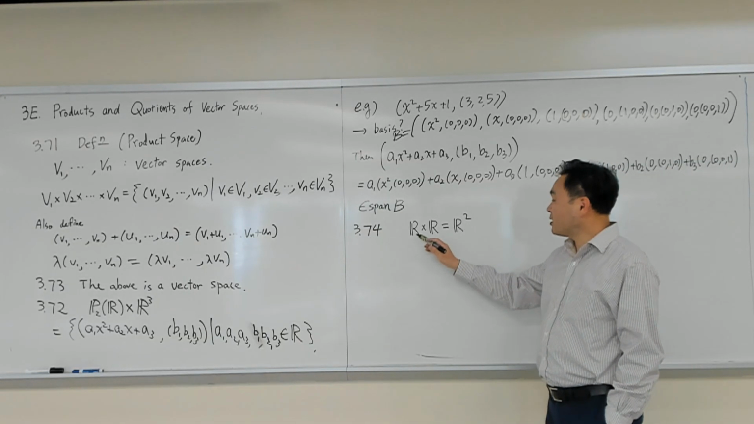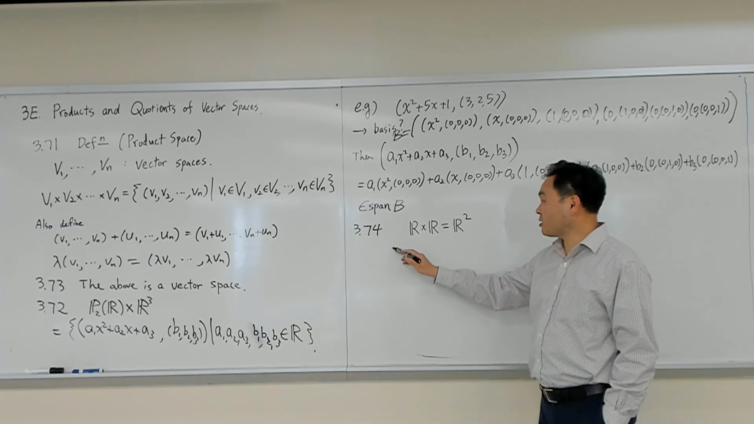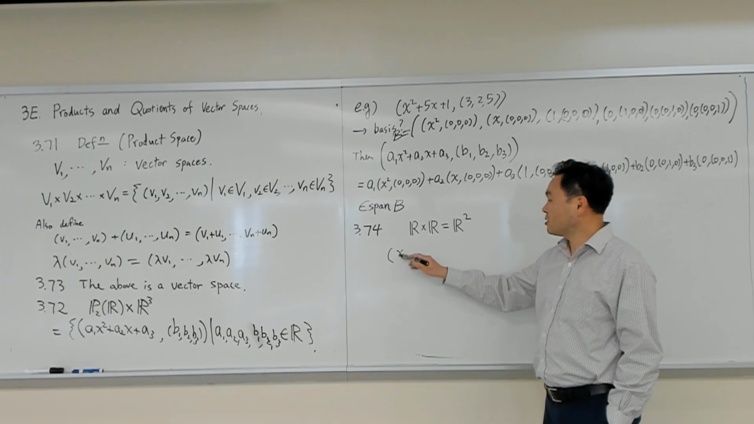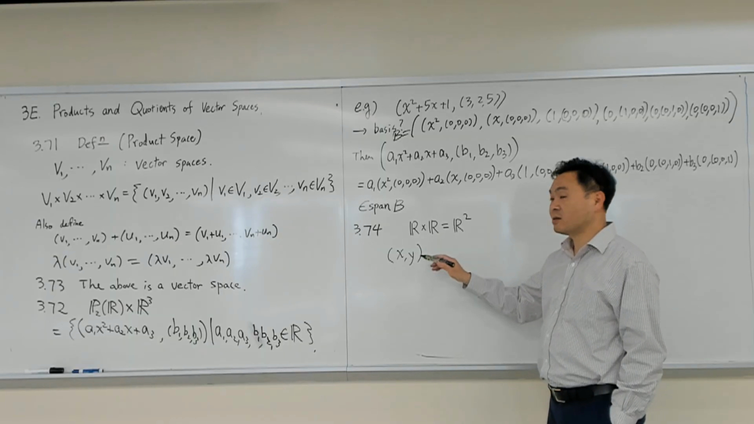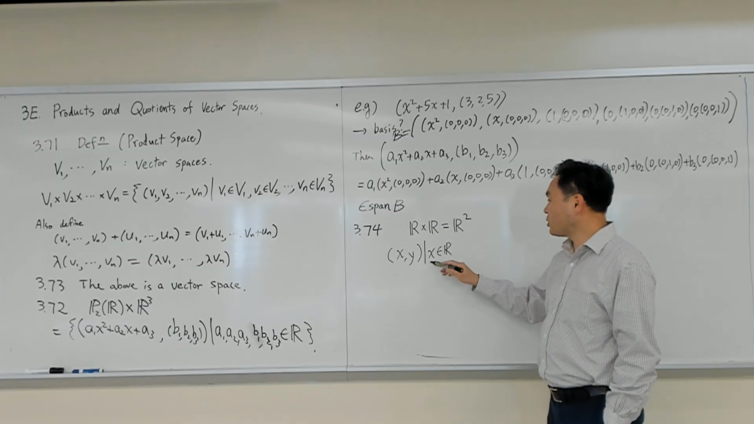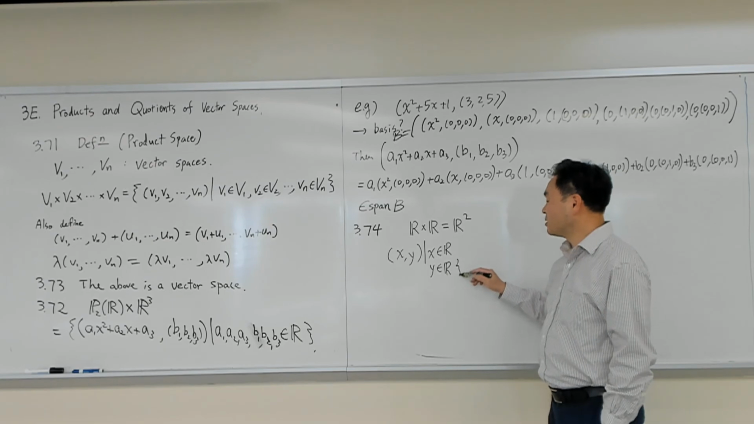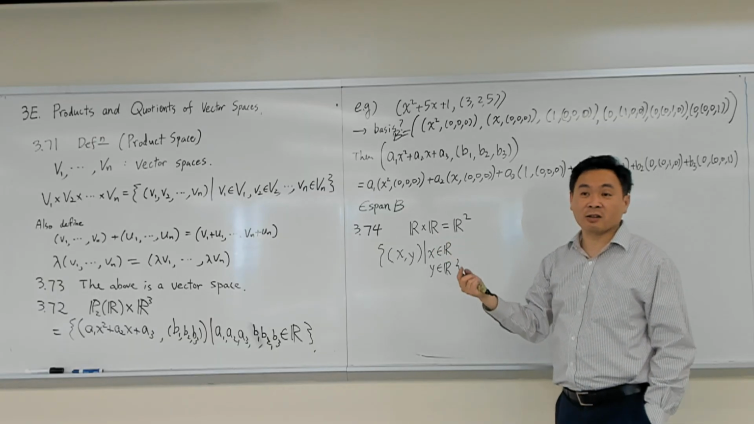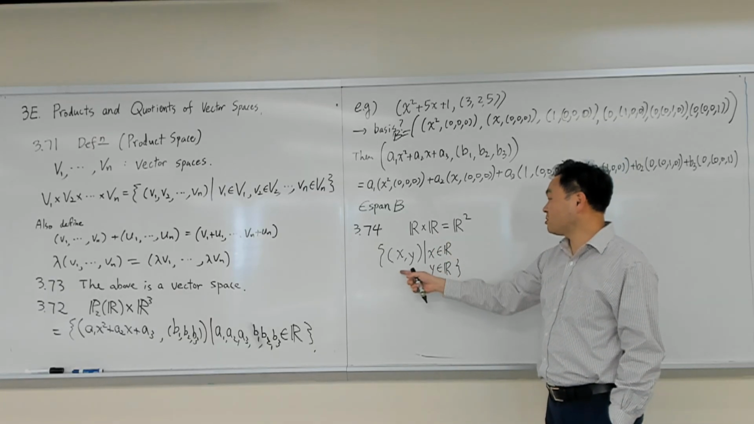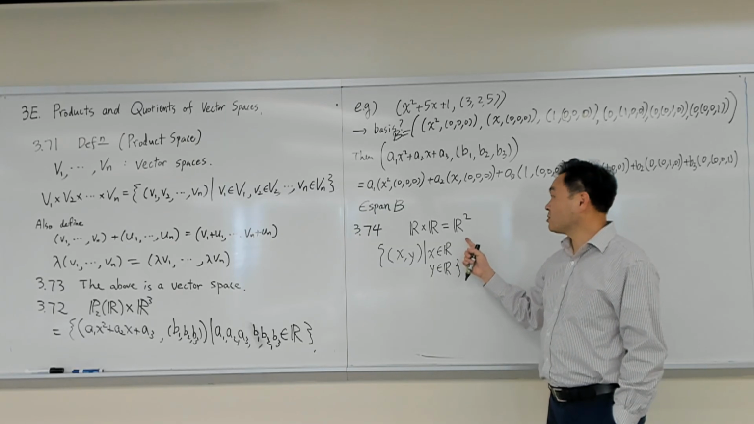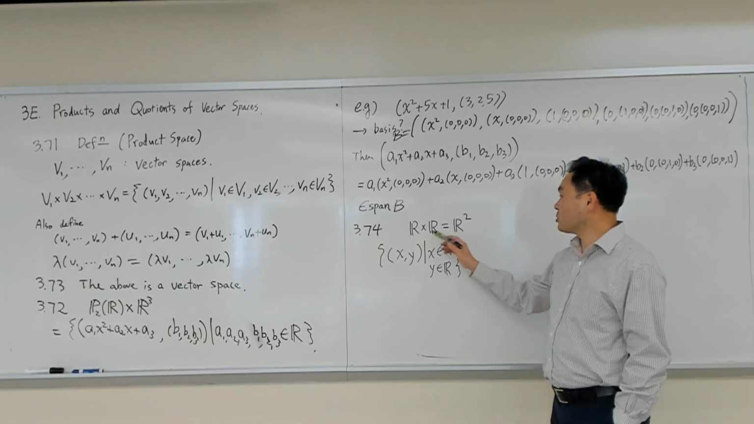Now let's see why. What is R cross R? Well, this is a collection of a real number, some real number, and another real number, right? Where x is in R and y is also in R. So if you look at the definition over there with R and R each being one-dimensional vector spaces, this is what you get, but that's exactly the definition of R2, right? So we know that these two are the same.